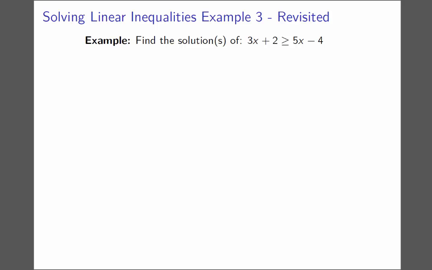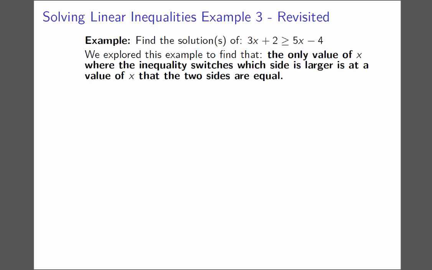We have been studying the example 3x plus 2 is bigger than or equal to 5x minus 4. We explored it to find that the only value of x where the inequality switches which side is larger is at a value of x that the two sides are equal. Let's use this now to solve our inequality.